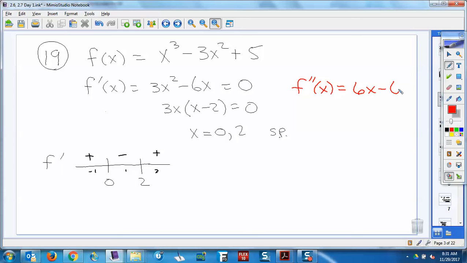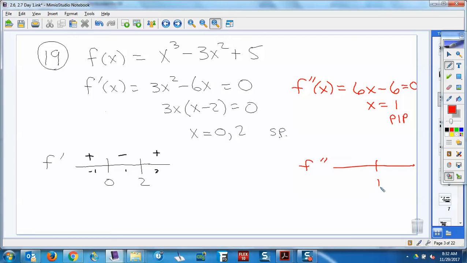6x minus 6, right? The derivative of a plain old x is just the number in front because that's a slope. The slope of 6x would be 6. Set that equal to 0. So x would equal 1. That is a pip, a possible inflection point. Back to the chart. When f double prime is 0, that's a possible inflection point. How do we tell?